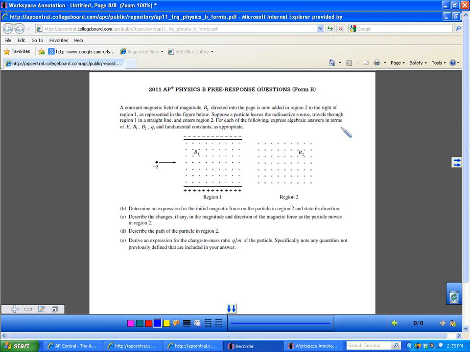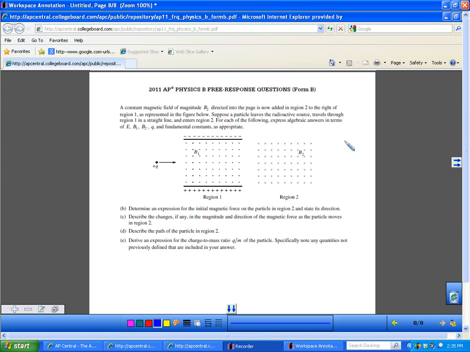Here it says, a constant magnetic field of magnitude B2 is directed into the page, added over here in region 2 to the right, as represented in the figure below. Suppose a particle leaves the radioactive source, travels through region 1 in a straight line, and enters region 2. For each of the following, express algebraic answers in terms of V, V1, V2, Q, and fundamental constants as appropriate.